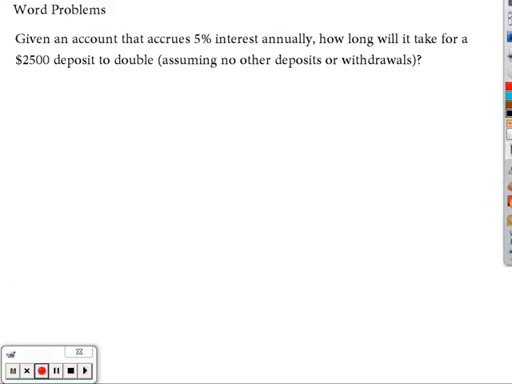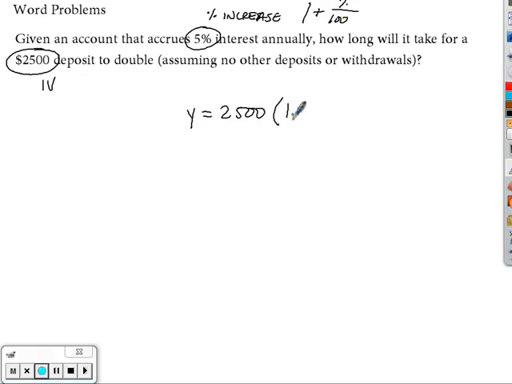Let's see how it looks in an example problem. Given an account that accrues 5% interest annually, how long will it take for a $2,500 deposit to double, assuming we have no other deposits or withdrawals? First step here would be to write the equation. Identifying the pieces to the puzzle here is important. We need to identify this as an initial value. We need to identify this as our percent increase. That's not the multiplier. You've got to find the multiplier. So remember, for percent increase, it's 1 plus the percent over 100. I'm going easy on you here because there's no compounding. So we're going to have y equals 2,500 times 1.05 to the x power.